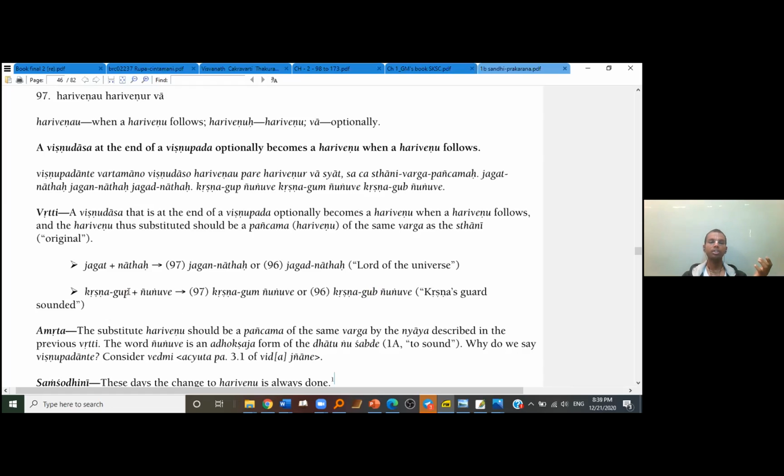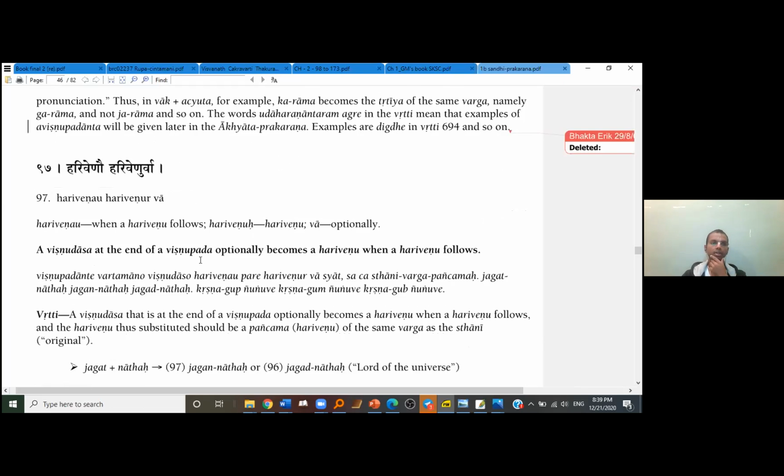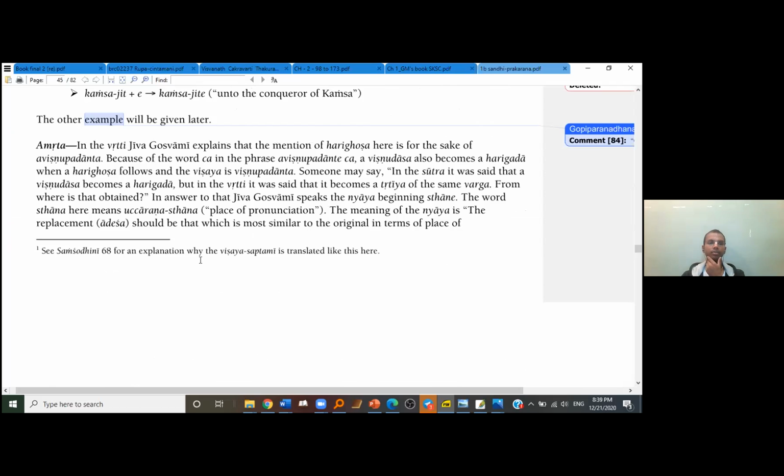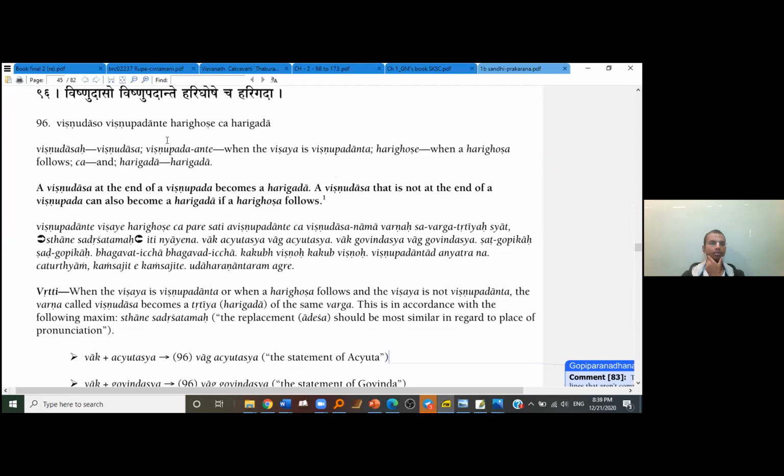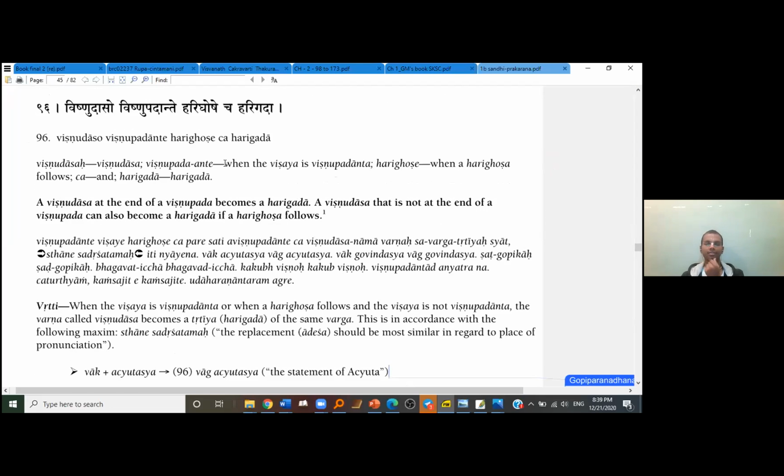And one time it will change into the hari-veṇu of its own varga, which is ma, pa, pha, ba, bha, ma. So it will be Krishna Gum Nyungmume. So like that. This is also quite often used. Okay, any random example for this one? This is very famous. Okay, let me give you one.